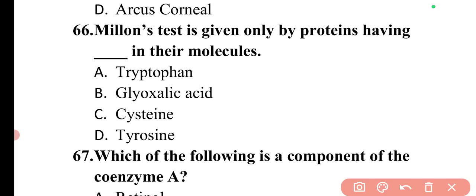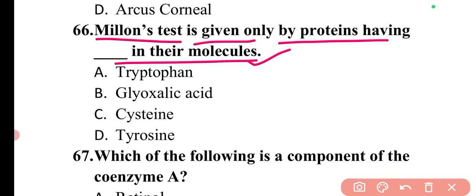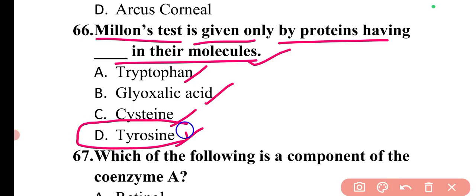Next question is Millon's test is given only by proteins having dash in their molecule. Options are tryptophan, glyoxylic acid, cysteine, or tyrosine. And the correct answer is option number D, tyrosine.